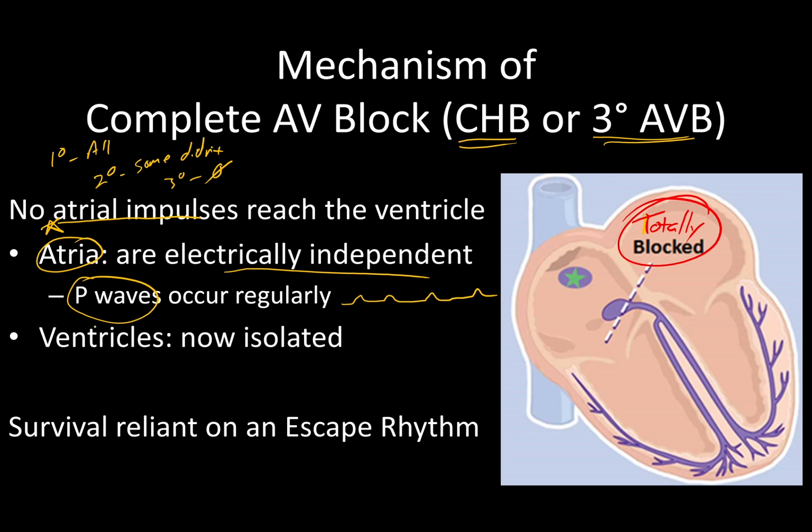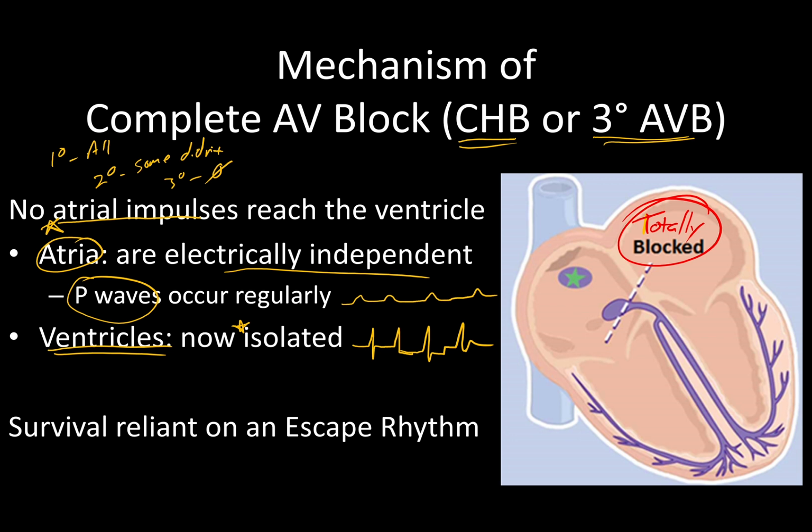The ventricles, those are now isolated. So if anything happens below the AV junction or below the AV node, it's entirely on them and it's independent of what's coming out with the P waves. So if you wind up having QRSs, they have nothing to do with the P waves that may be around them. And I'll show that to you as we go on.